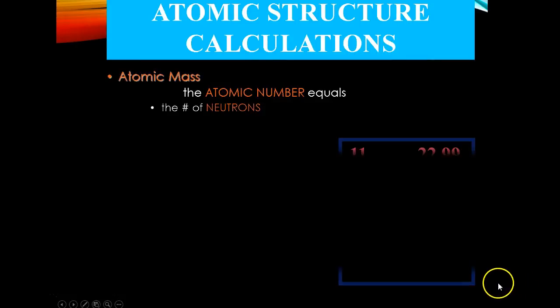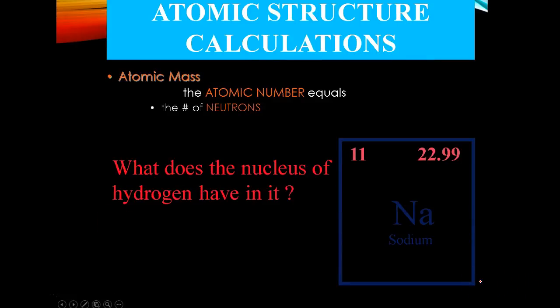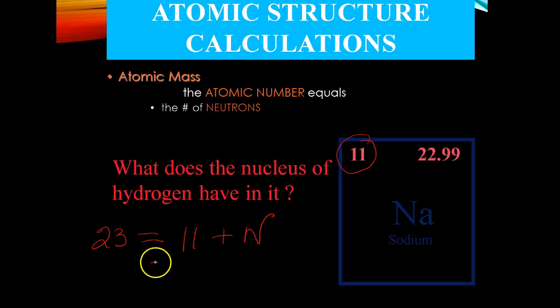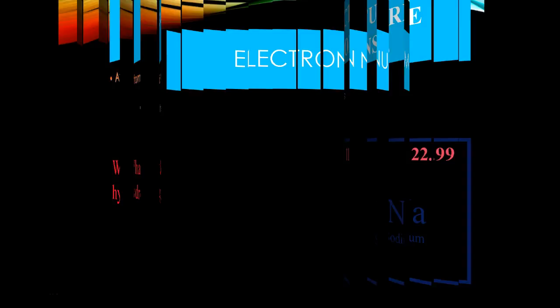Okay, so let's do one more. So if we have sodium, using the raw, what is the raw for sodium? You're absolutely correct. It's going to be 23. So 23 is equal to the number of protons, which comes from the atomic number, plus the number of neutrons. So if we subtract 11 from both sides, that's going to give us neutrons is equal to 12. Very good. All right, let's keep going.